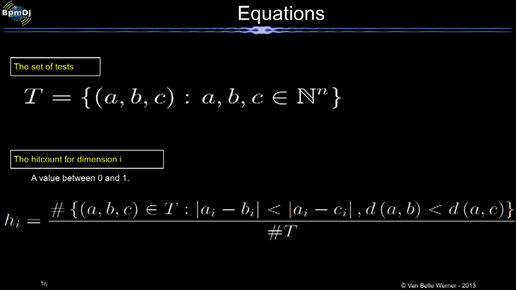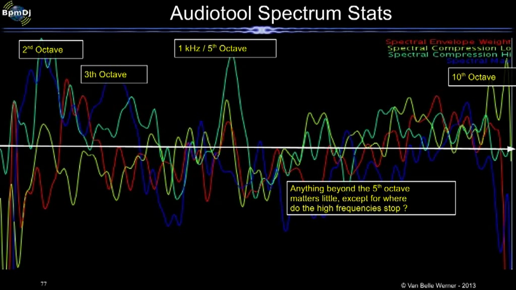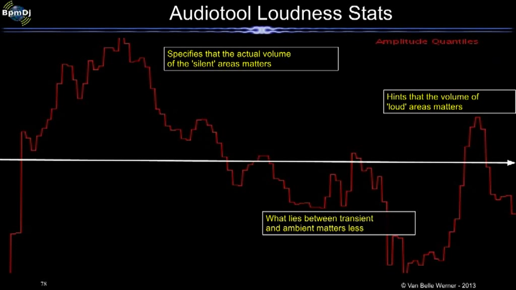So, if we aggregate these statistics, we would see the following. In case of the spectrum properties we measured on the audio tool dataset, we found that the second octave, the third octave and around 1 kHz were positively correlated with the distance measure. Anything higher than 1 kHz tended to be, well, all the same. In case of the loudness property, we observed first that how loud the louder passages are matters, but so does the loudness of the more silent passages. Anything that was between transient and ambient was apparently less important. Whether this is the result of the loudness wars is not entirely clear. It could as well indicate that this is the reason why compression works. It would only affect the areas that we are really interested in.